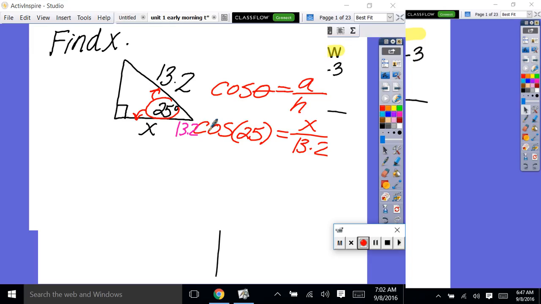So 11.96. If I said round to the nearest tenth, then this rounds up to 12, correct? Because the 9 rounds the 6 up, which rounds that up. Are we all good?